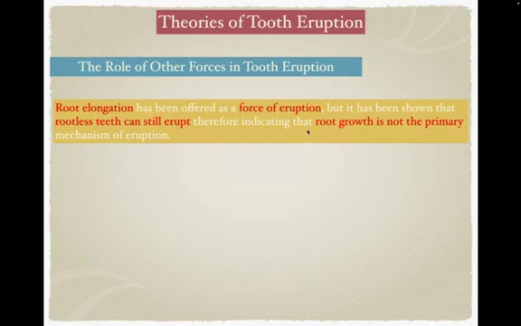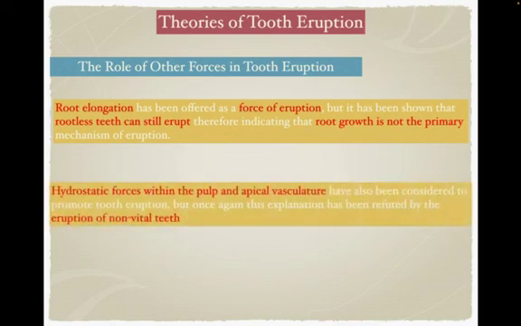So basically, that tells you that root elongation is a cause of eruption, but it's not the primary cause of the tooth eruption. And also, the hydrostatic pressure within the pulp tissue and the periapical area has been advocated as a cause for the eruption. But again, necrotic or non-vital teeth erupted normally. So that does tell you that, again, it could be a factor, but it's not the main factor for the eruption.